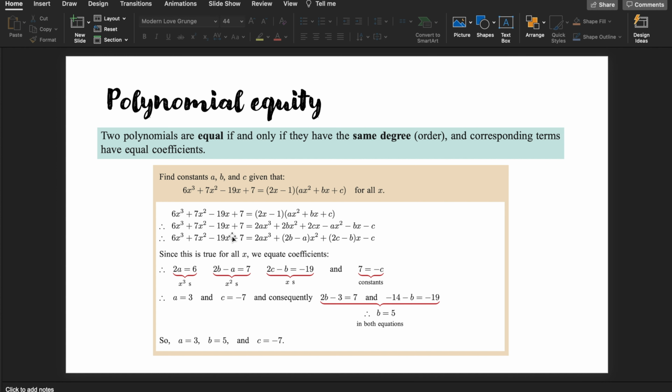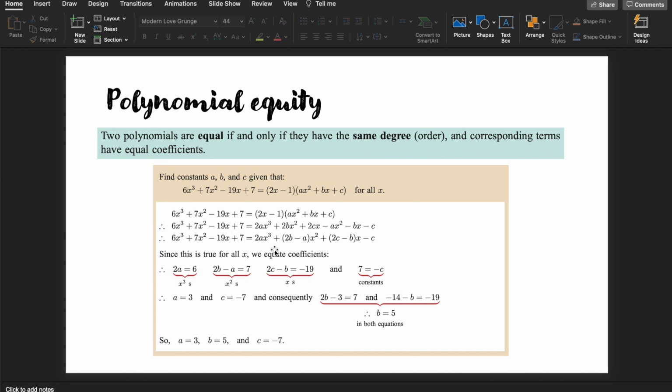So now we have this statement. So now we have 6x cubed equals to this. For now, we'll just consider this. So therefore, we can equate these two because they have the same degree. So upon equating, we get a equals 3.